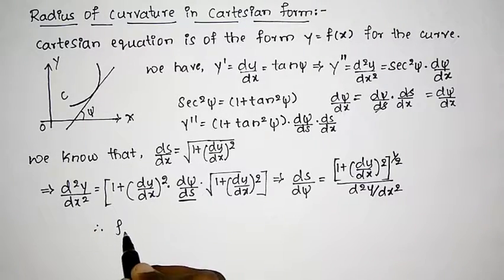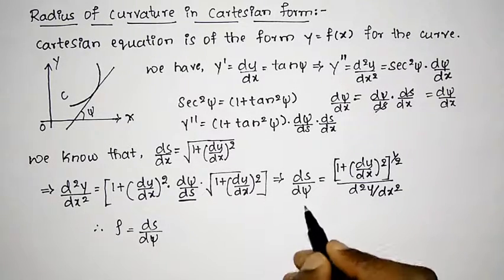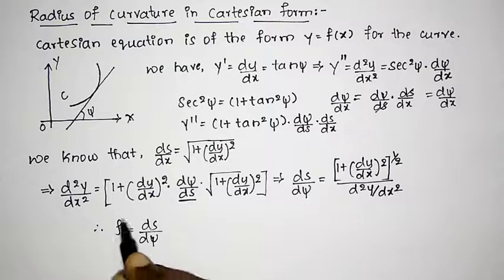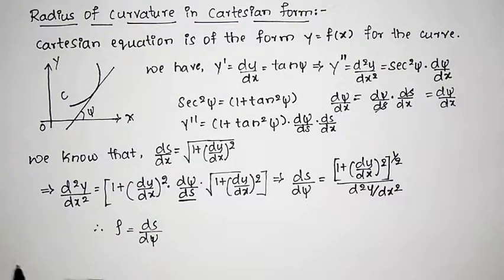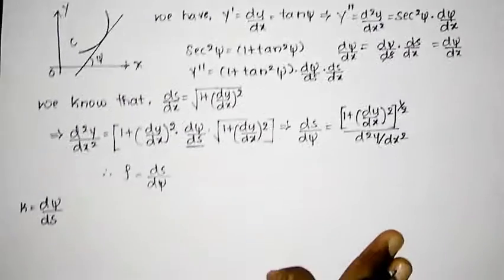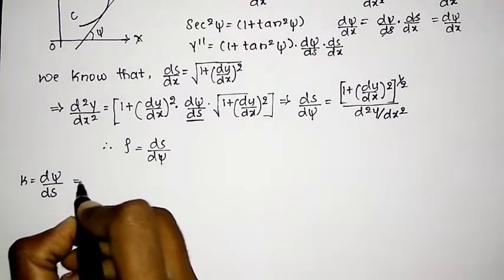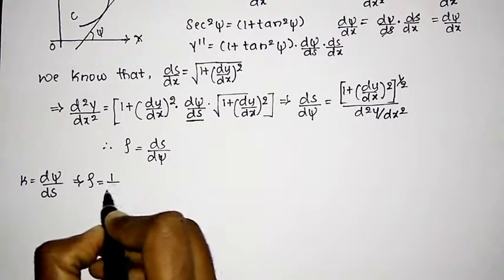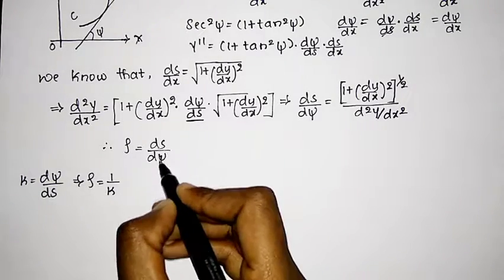Therefore you can write it as rho, the radius of curvature, which is denoted by rho. Rho is nothing but ds upon d phi. The curvature K is given as d phi upon ds, but we need to find the radius of curvature. The radius of curvature is the reciprocal of curvature, so it is 1 by K, which is nothing but ds upon d phi.